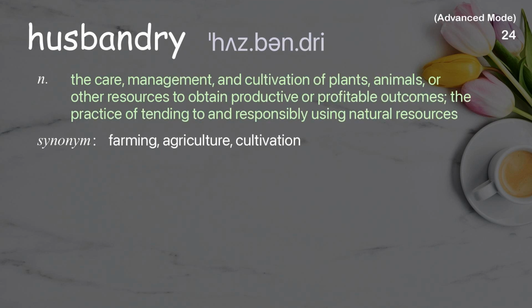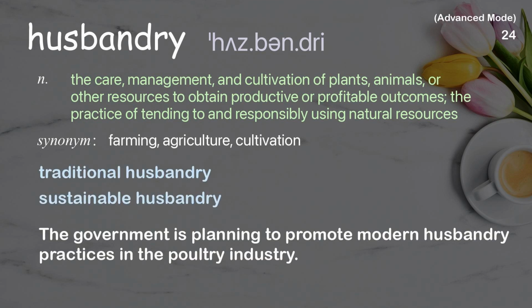Husbandry. The care, management, and cultivation of plants, animals, or other resources to obtain productive or profitable outcomes. The practice of tending to and responsibly using natural resources. Examples: Traditional husbandry. Sustainable husbandry. The government is planning to promote modern husbandry practices in the poultry industry.